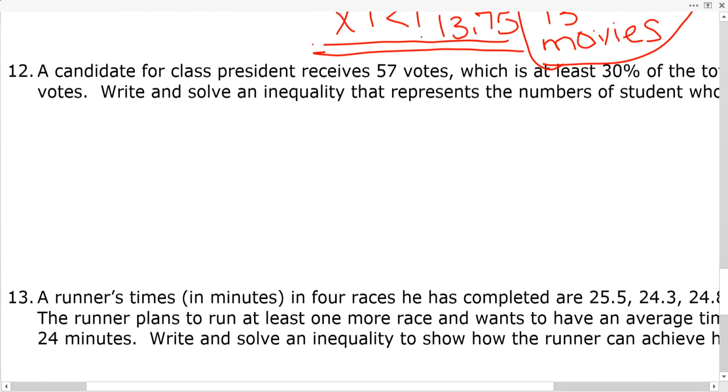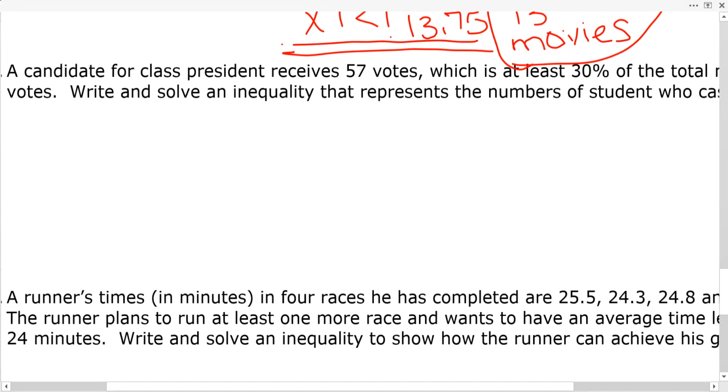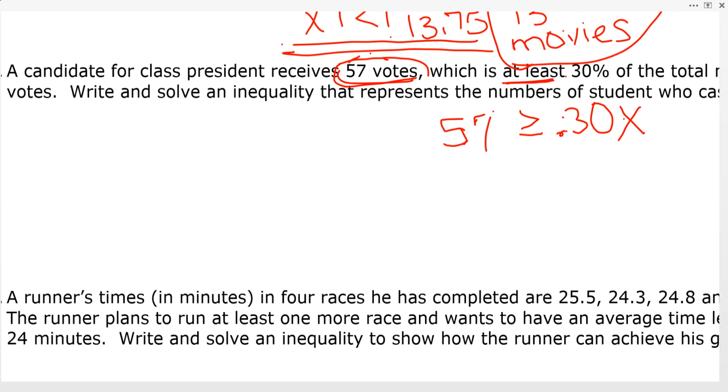Okay, number 12. A candidate for class president gets 57 votes. And this is at least, remember, at least means greater than or equal to, 30%, which is 0.30, of the total votes. So 57 has to be at least 0.3, or 3/10, times however many total votes there were.